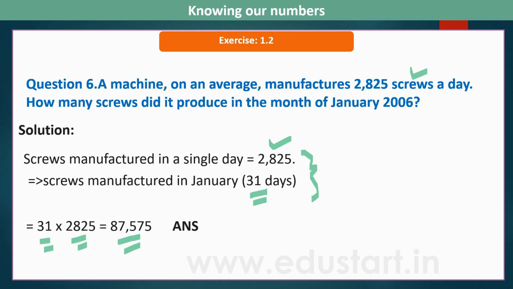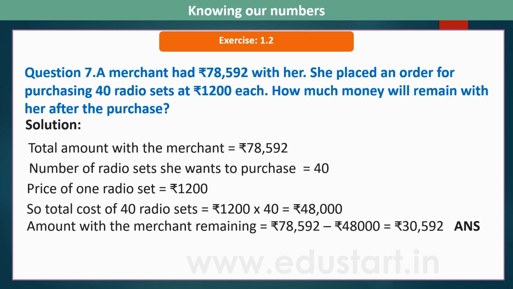Okay. A merchant had rupees 78,592 with her. She placed an order for purchasing 40 radio sets at 1200 each. So how much money will remain with her after purchase? So it means that one radio costs 1200, so 40 radios will cost how much, and how much is left? This much is the balance. So 78,592 was with her, and after purchasing, what is the balance? So that is the question.